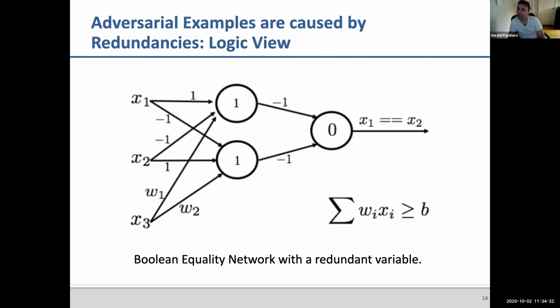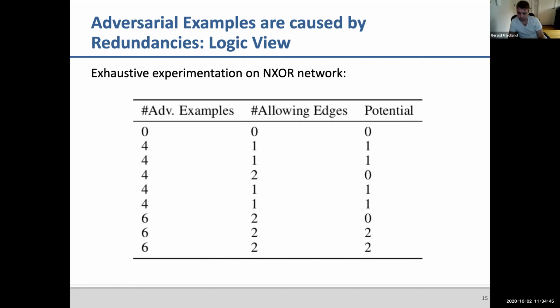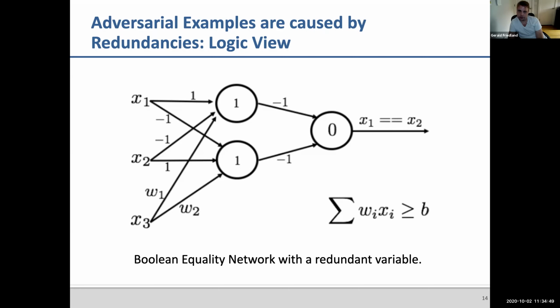This network is exhaustive because we only use -1s and 1s, and it's Boolean. So we can actually go through all possible weights for W1 and W2, and this is what I did. I called these the allowing edges. Allowing means if W1 is 0, it's not allowing. If W1 is 1, it is allowing. If W2 is 1 and W1 is 1, then they're both allowing edges.